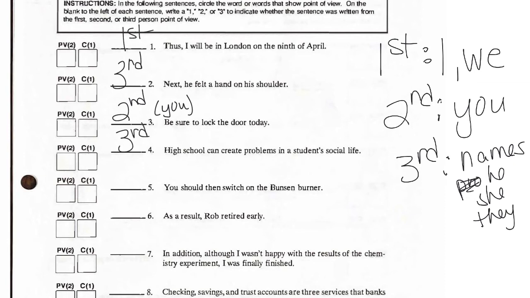Number 5, you should then switch to the Bunsen burner. Has the word you, so it goes with second person. It says, as a result, Rob retired early. Gives a specific name, so that makes it third person.